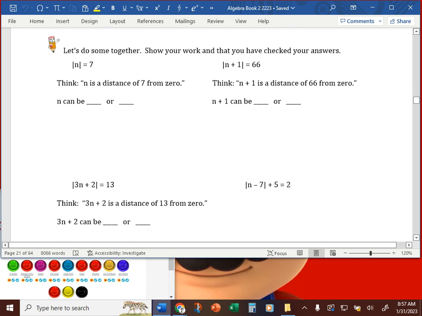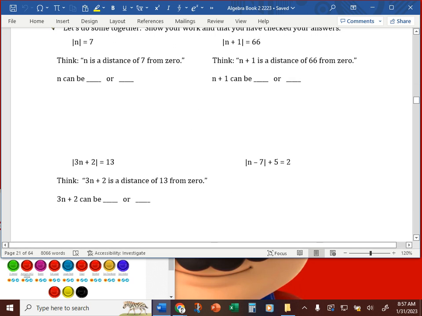So moving down the page, let's get some examples here. We're going to start where the absolute value bars are already by themselves, just to review our understanding of what absolute value means. This first one, the absolute value of n equals 7. Now, Nathan, when you see those absolute value bars around a term, I want you to think n is a distance of 7 from 0. Those absolute value bars mean a distance from 0. If n is a distance of 7 from 0, this is why we get 2 answers.